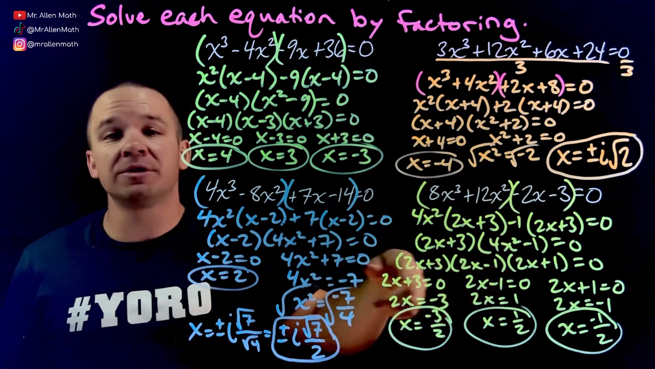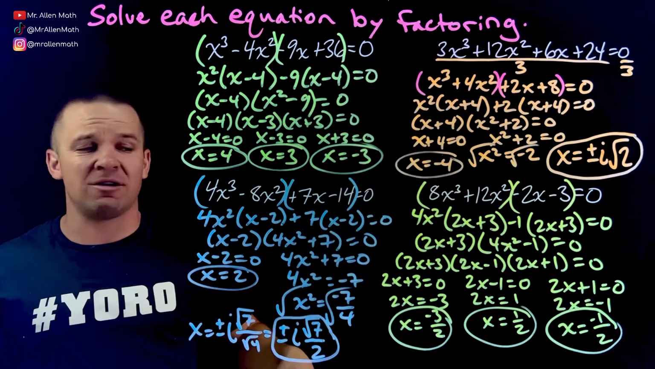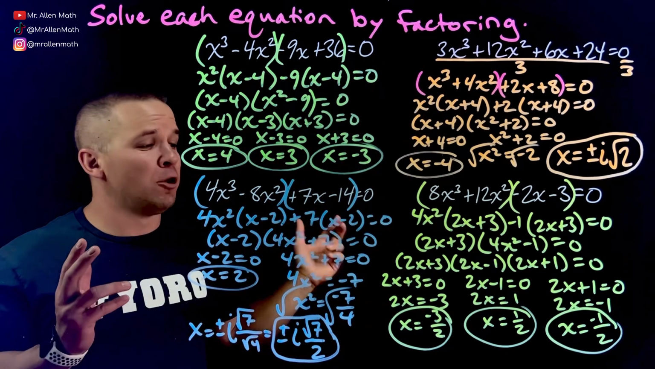You could have set this equal to 0 afterwards. I think that's fine. But because we said by factoring, I just wanted to factor until I could not factor no mo. All right, that's it for the factor by grouping here.